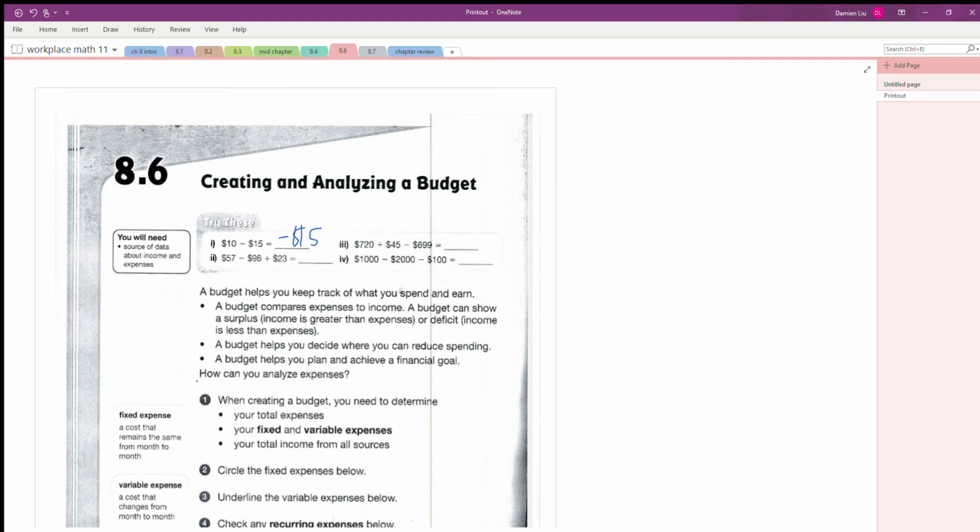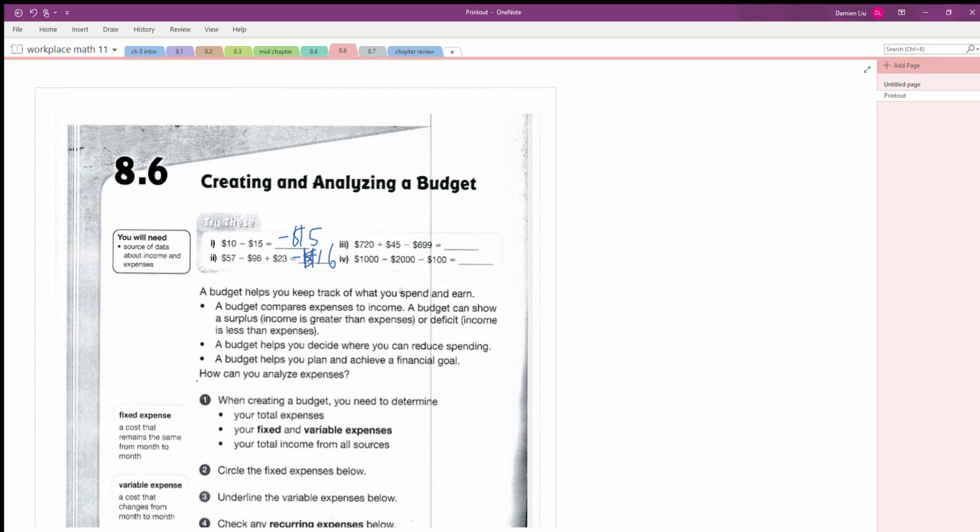All right. But usually in the real world, you either have money or you don't. But we've already seen in credit cards and loans that you can borrow. So that, in essence, is negative money. All right, the next one here, 57, take away 96 plus 23. So with a calculator, you can go ahead and do that. I'm going to add 23, and I got negative $16. Okay, that's a dollar sign there. So negative 16.